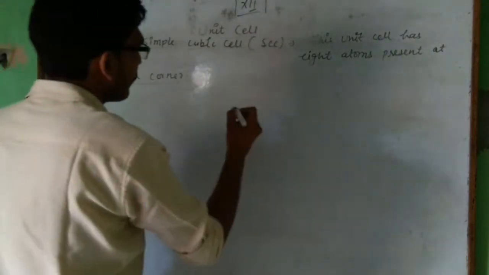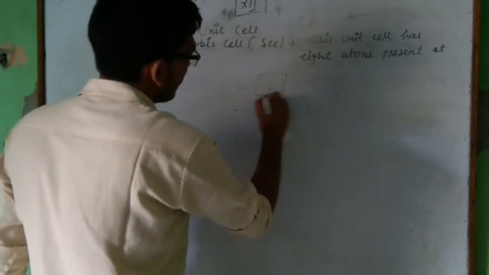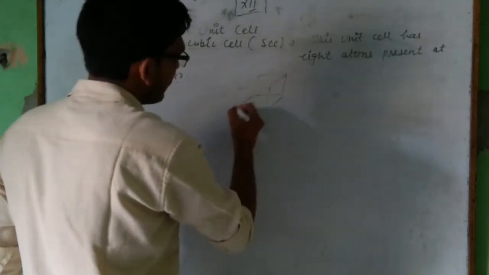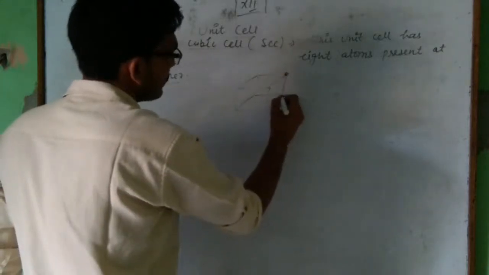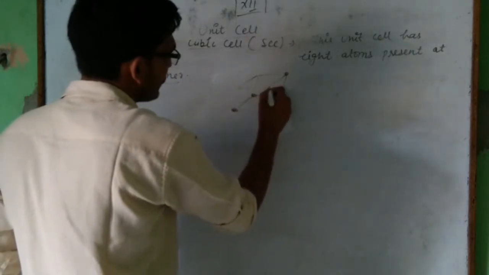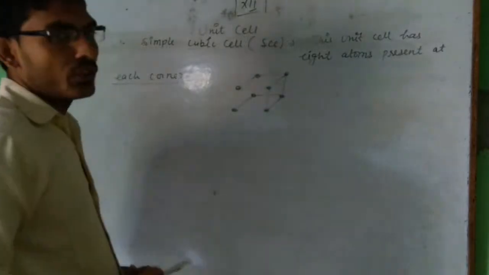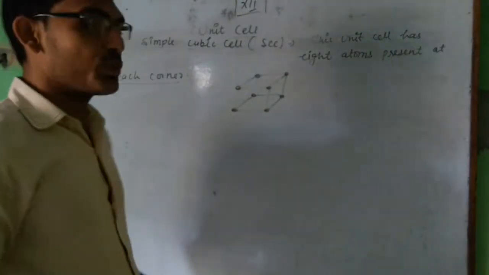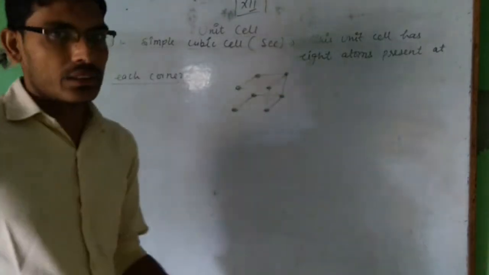How can we draw it? This is a unit cell, and these are the corners: 1, 2, 3, 4, 5, 6, 7, and 8. All the 8 corners have 8 atoms present. So this is the simple cubic cell.